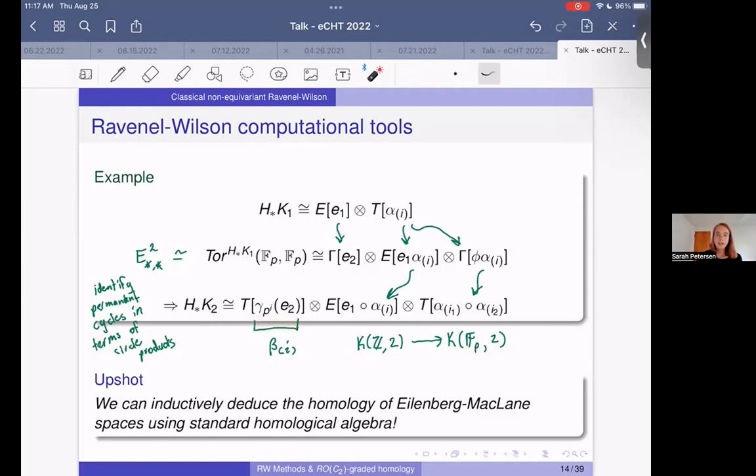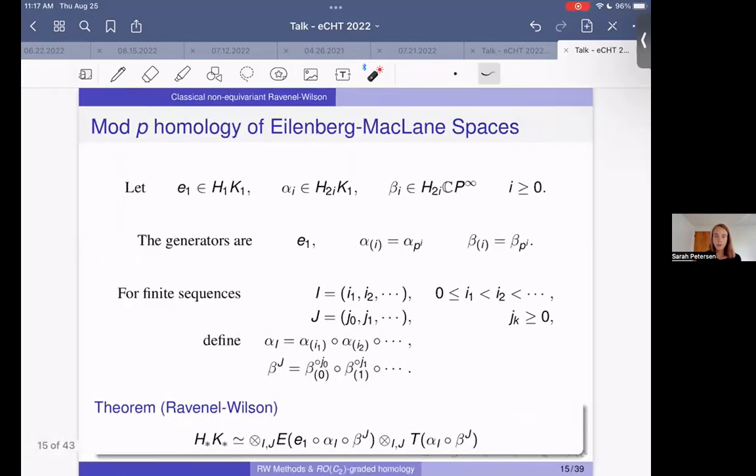And so the upshot of this process is that it ends up being the case that we can identify everything on the E2 page in terms of circle products in homology that we already know. And this allows us to inductively deduce the homology of the Eilenberg-MacLane spaces using standard homological algebra. So what answer do Ravenel and Wilson arrive at using this process?